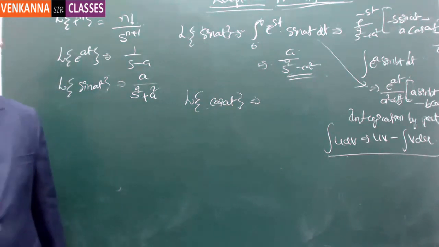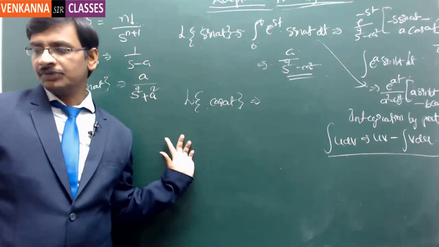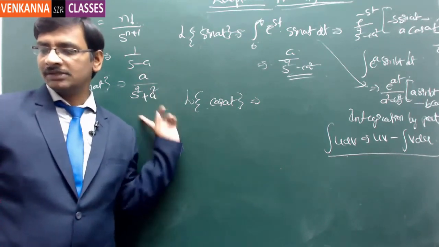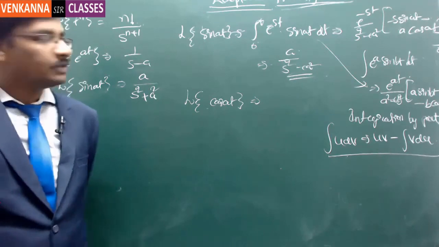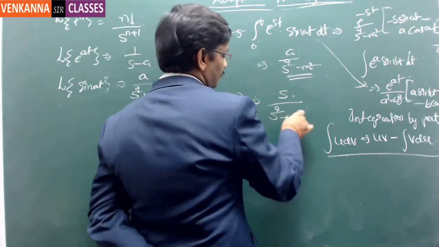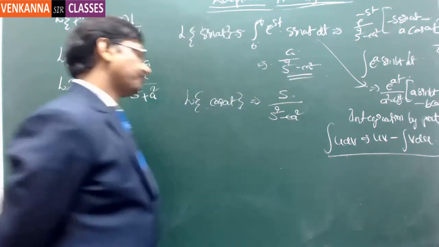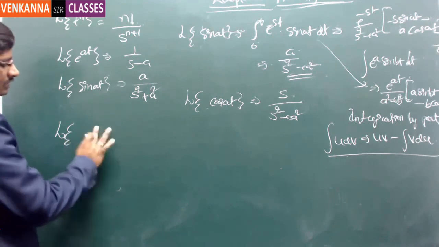But in most cases, you will depend on the basic function transforms. You will try to convert every function into the basic functions and then try to find out the Laplace transform of it. Got it? So for this one, the Laplace transform will be s by s square plus a square. Similarly, the Laplace transform of cosh at.